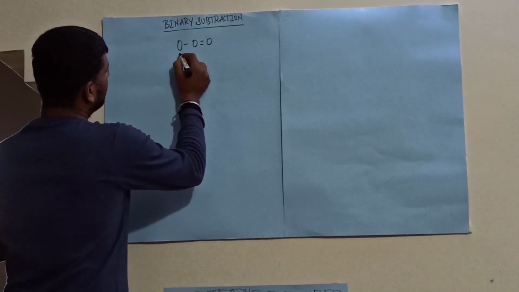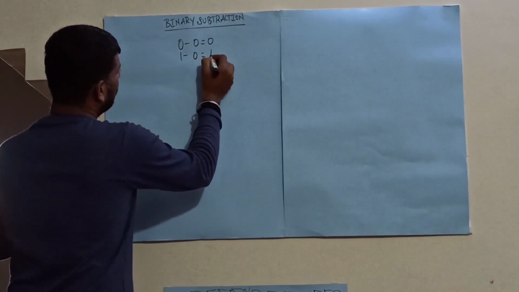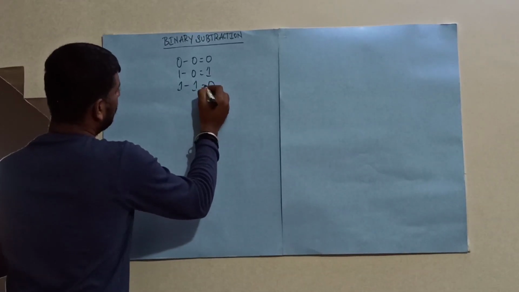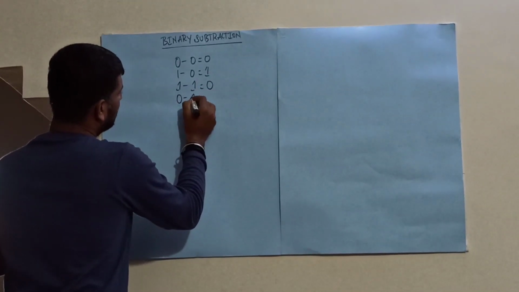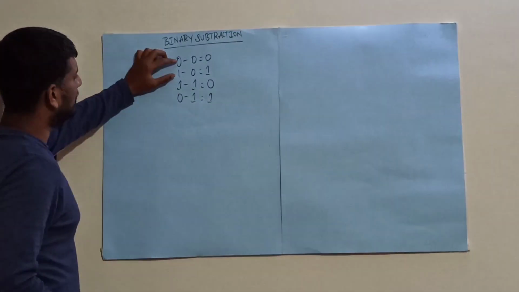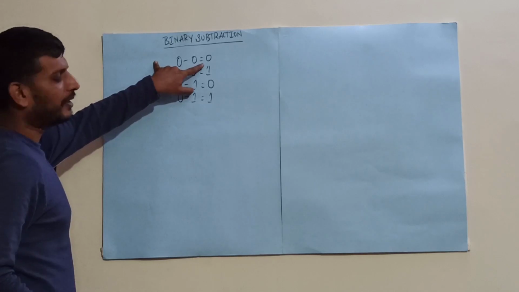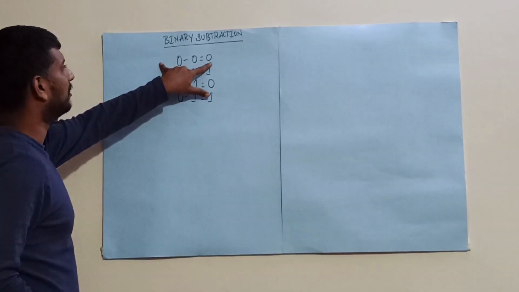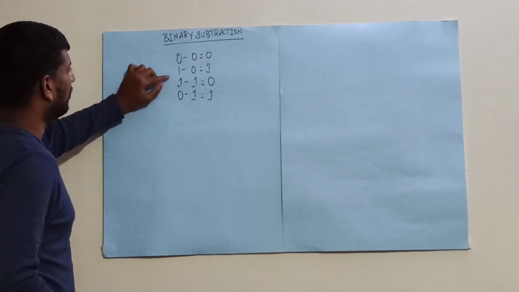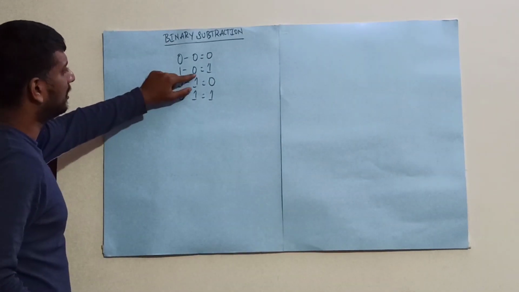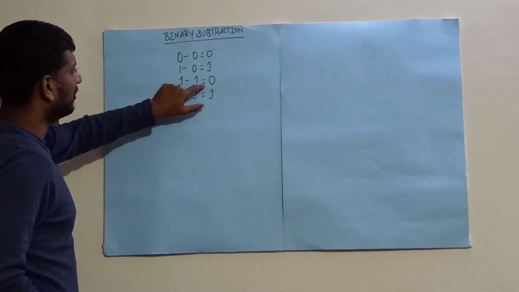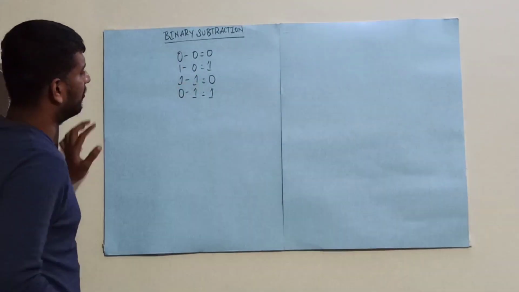The second rule is 1 minus 0 is equal to 1. The third rule is 1 minus 1 is equal to 0. The fourth rule is 0 minus 1 is equal to 1. Now, in the case where both values are the same, when you subtract two numbers with the same value, you will get 0. Here the larger value is 1 and 0 has no value, so 1 minus 0 will be 1. 1 minus 1 is equal to 0 because both values are the same.